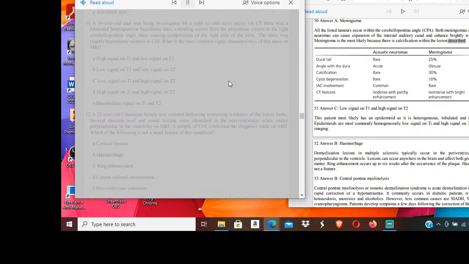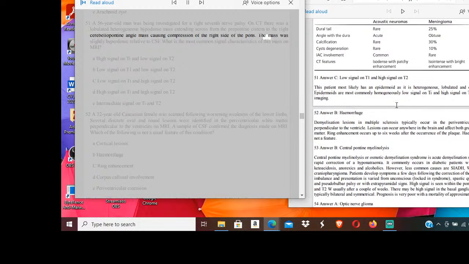E, arachnoid cyst. 51. A 56-year-old man was being investigated for a right 7th nerve palsy. On CT, there was a lobulated heterogeneous hypodense mass extending across from the prepontine cistern to the right cerebellopontine angle, causing compression of the right side of the pons. The mass was slightly hyperdense relative to CSF. What are the most common signal characteristics of this mass on MRI?